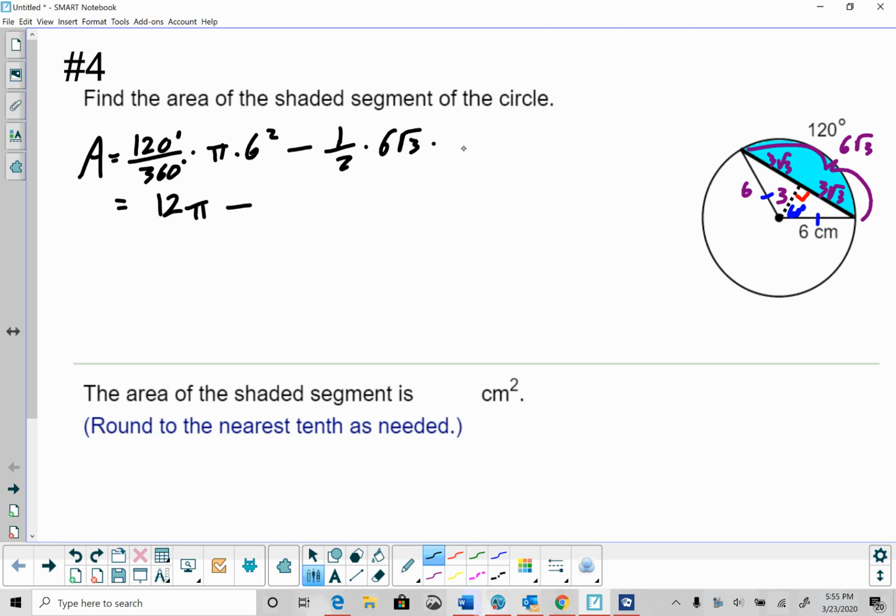1/2 times base times height. Half of 6 square root of 3 would be 3 square root of 3 times 3. That'll give us 9 square root of 3. And they asked you for the area rounded to the nearest tenth as needed. Oh, we are definitely going to need it here.